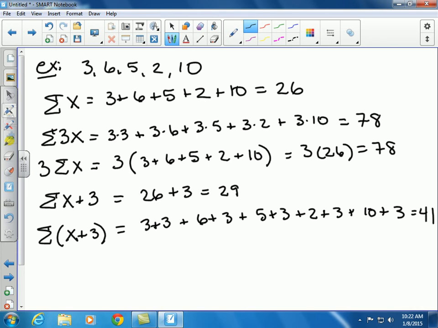So you can see that the parentheses, when you have an addition sign, really matter because this answer and this answer were not the same. So you want to really be careful about that.